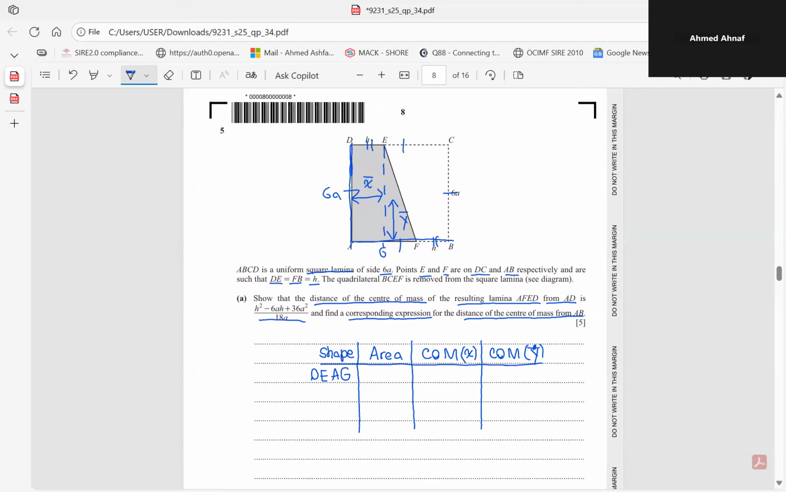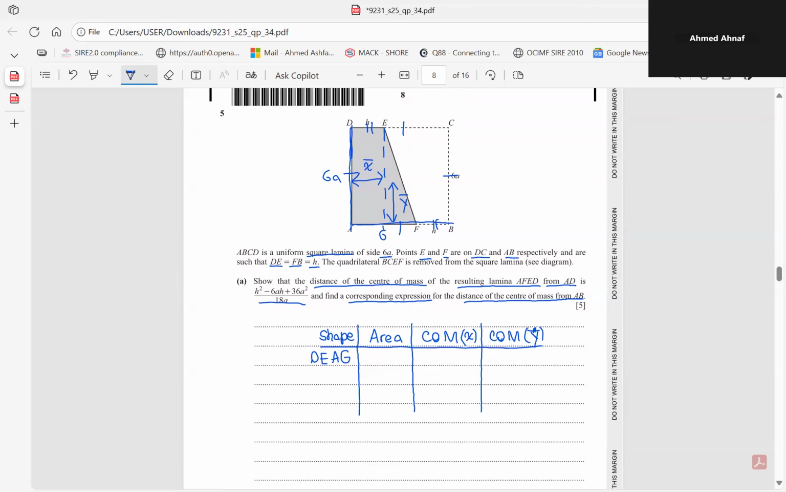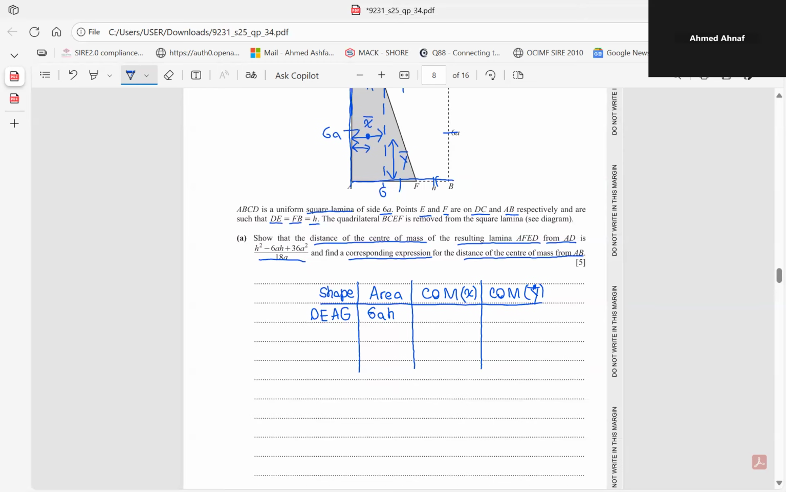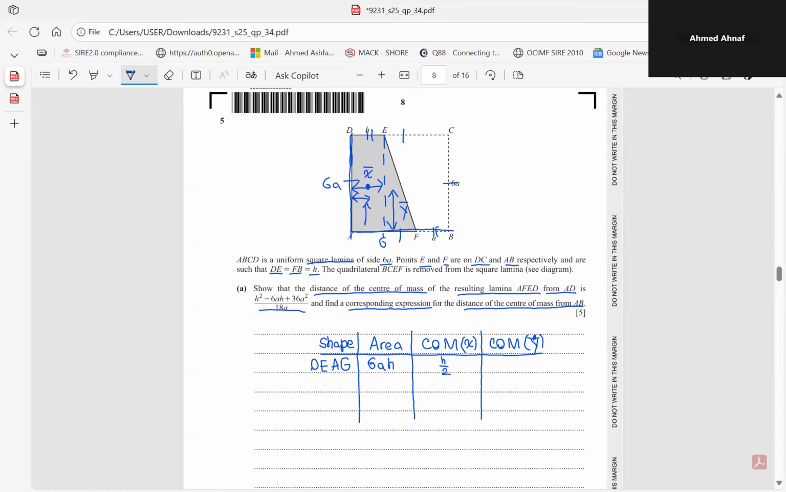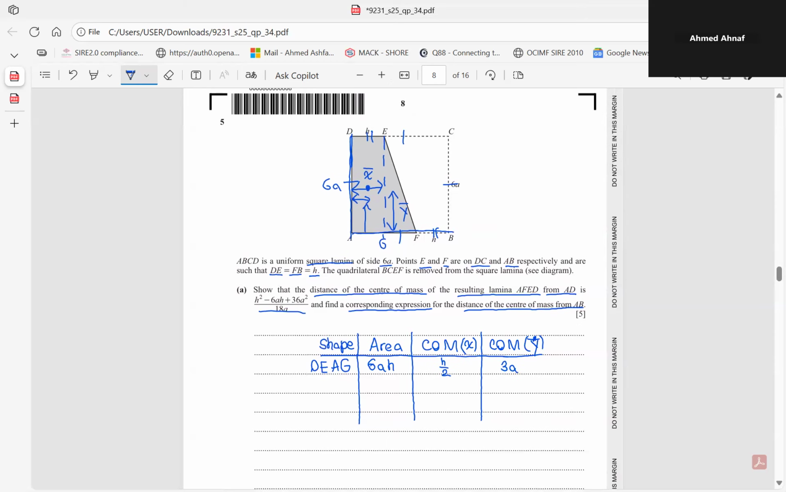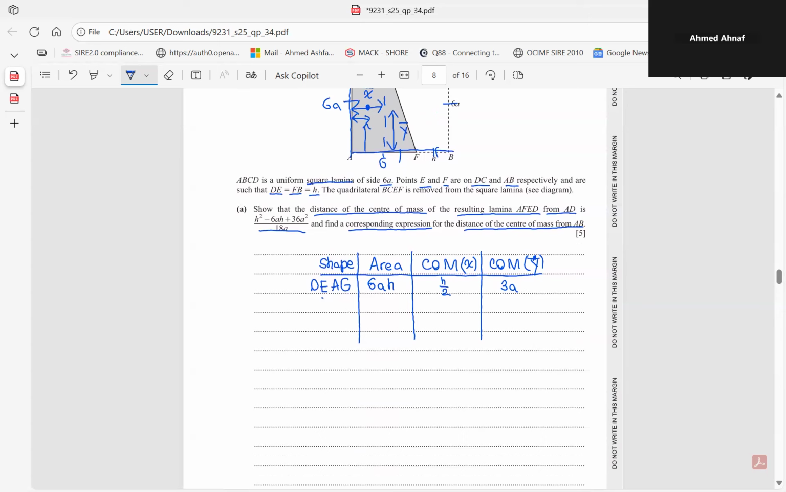All right. So now we can find the area. So DEAG, the area is 6AH. Centers of mass, it's just going to be the midpoint. So to find it, you just take this length, which is just half of h. So h over 2, and then the vertical distance would be this, which is just half of 6a. So that's just 3a.